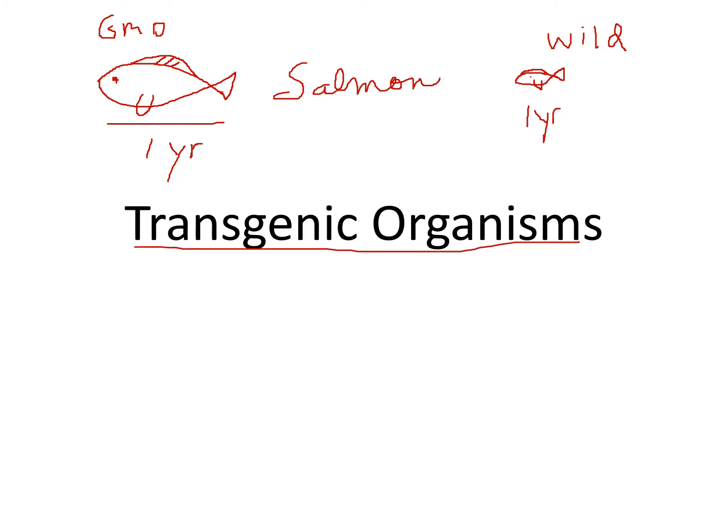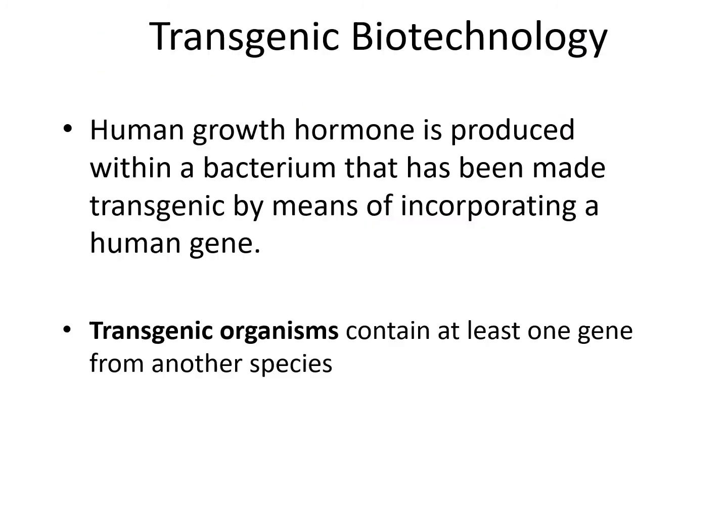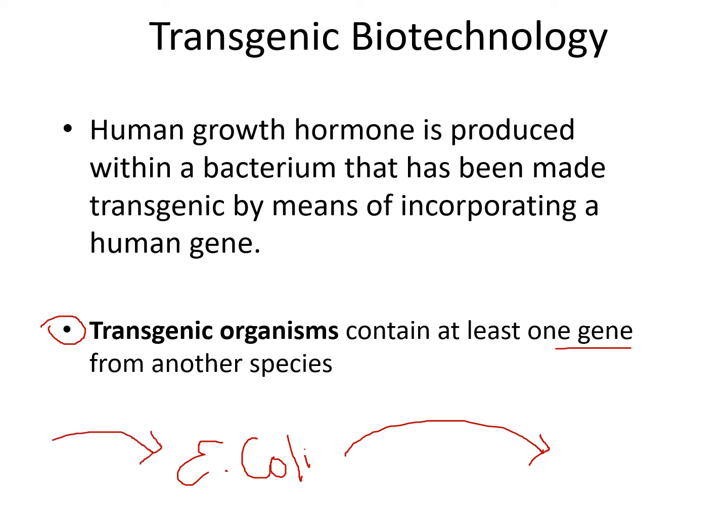Okay, let's move on to transgenic organisms. Transgenic means that it contains a gene from another species, at least one gene from another species. So transgenic organisms often use a vector. E. coli is one of the vectors that are often used to transplant a gene into another organism. So the gene is put into the E. coli genome and then can be transferred into another organism. Or it can just be transferred into E. coli and grown in E. coli.